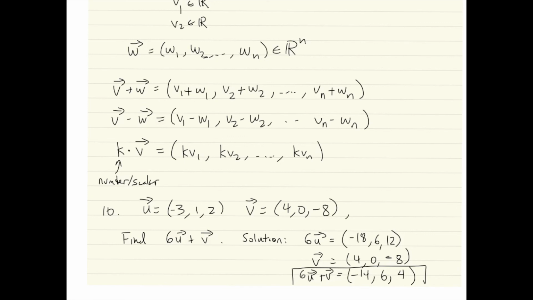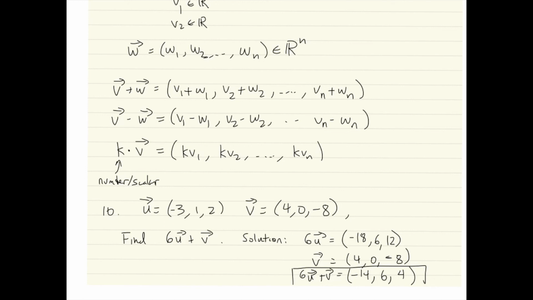All right, let's do an example. So let u be the vector (-3, 1, 2), and v be the vector (4, 0, -8). And the question is simply find 6u plus v. Okay, so first of all, 6 times u, the 6 is only multiplying the u, it's not multiplying the v. So we need to find 6u first.